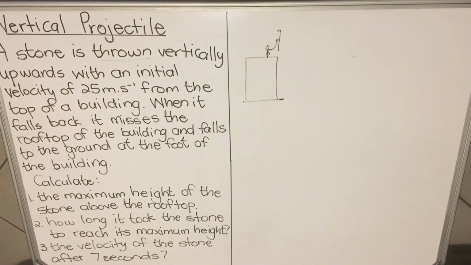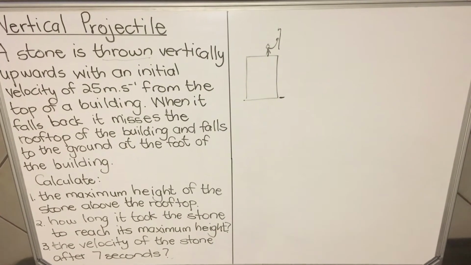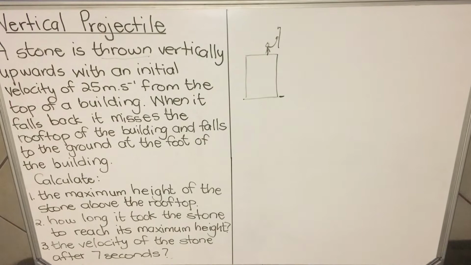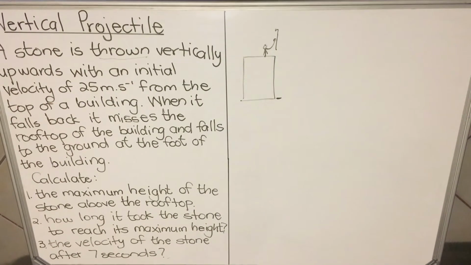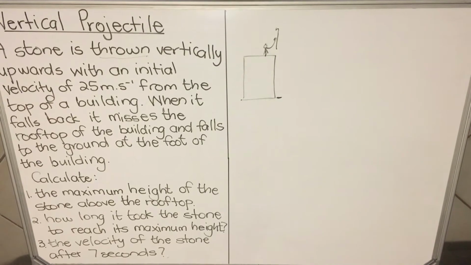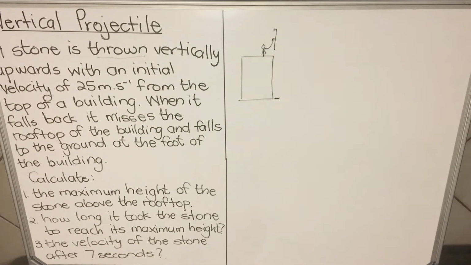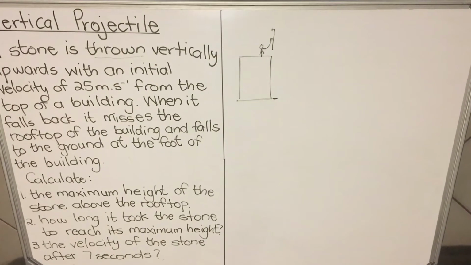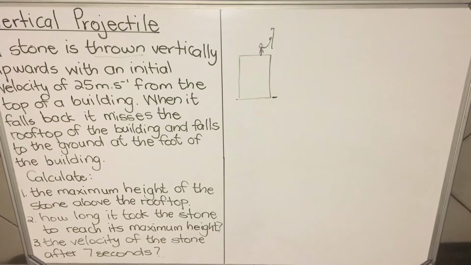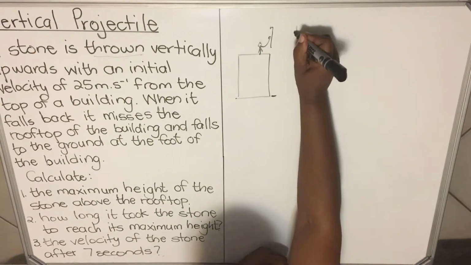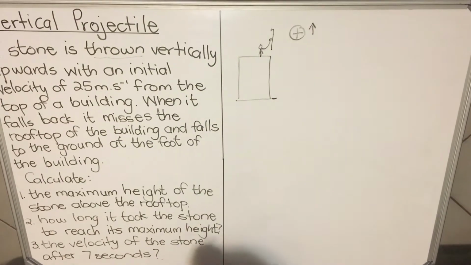Now, with vertical projectiles and with most sections of science, you need to choose direction. In science, direction is either negative or positive, and the negative is direction, not the magnitude. It doesn't mean that when it's negative 25 it's smaller than 10. No, the negative just tells you the direction, according to what you have chosen. So in this question, I'm going to choose positive to be up. Anything that's going up is going to be positive.